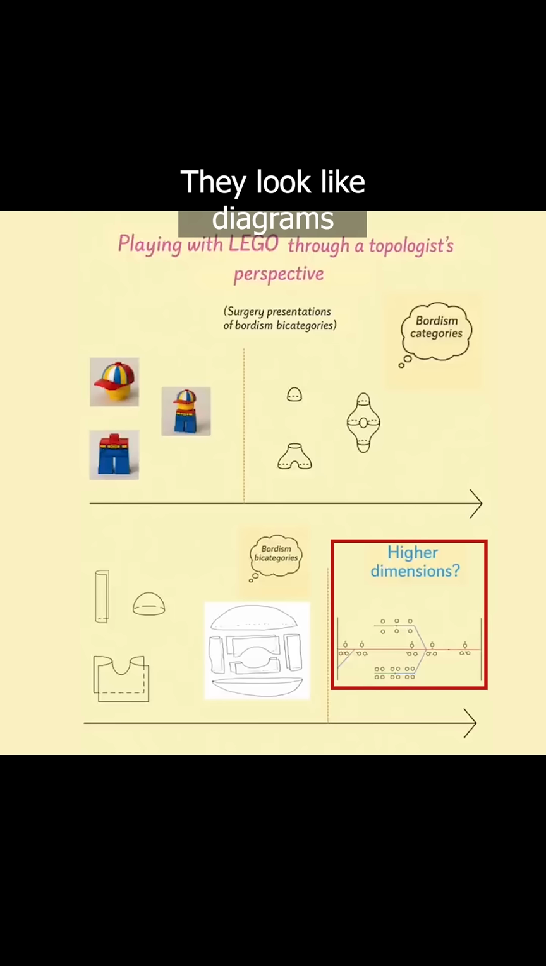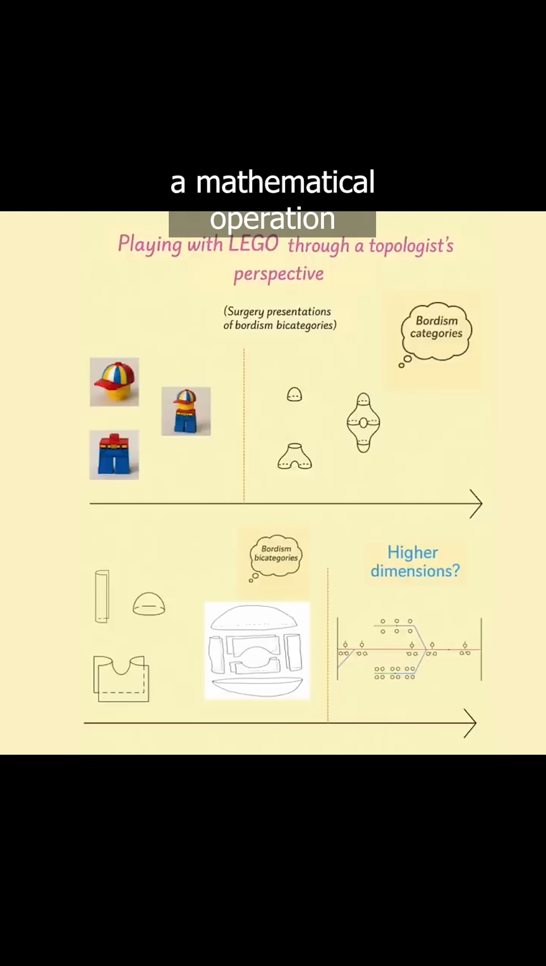They look like diagrams as the one shown here, and those diagrams get to encode a mathematical operation called surgery, hence the title of my thesis, which is Surgery Representations of Bordism Bicategories. And it turns out that in dimension 3, you just need finitely many of these guys to describe all reasonable three-dimensional spaces you come up with, which I think is pretty cool.